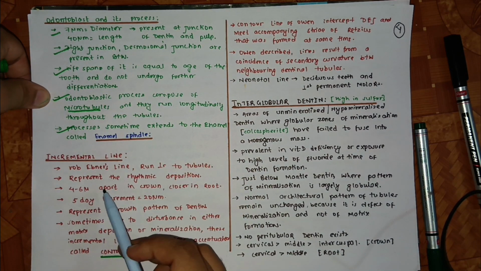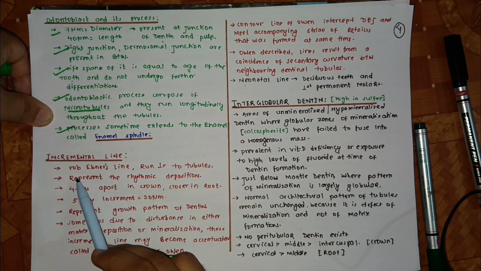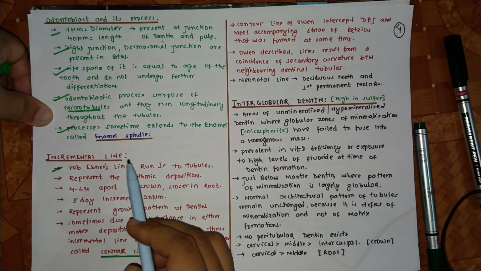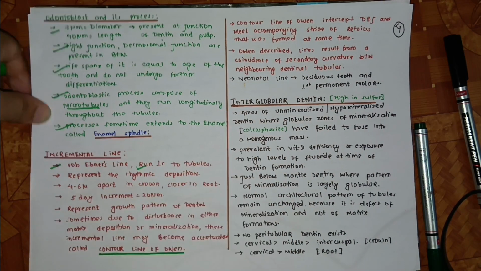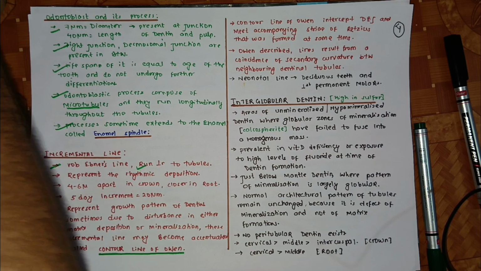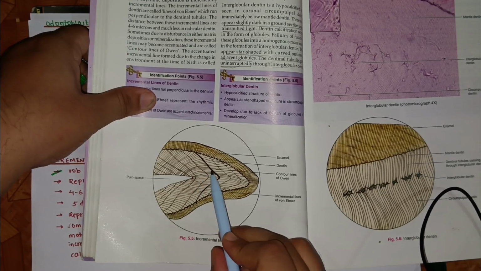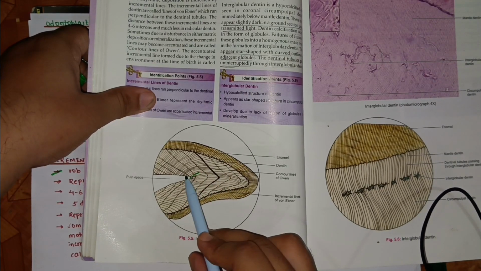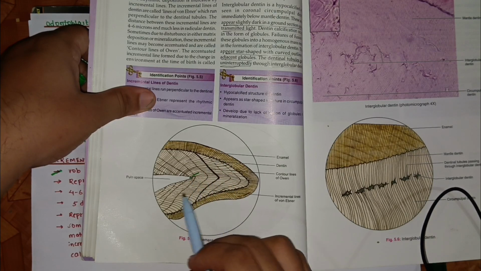After that, the incremental line, also called the incremental line of von Ebner, runs perpendicular to the tubules. I will show you the picture, and after looking at it you will be clear. In this picture, the black color running from the pulpal side towards the dentinal side are the dentinal tubules.